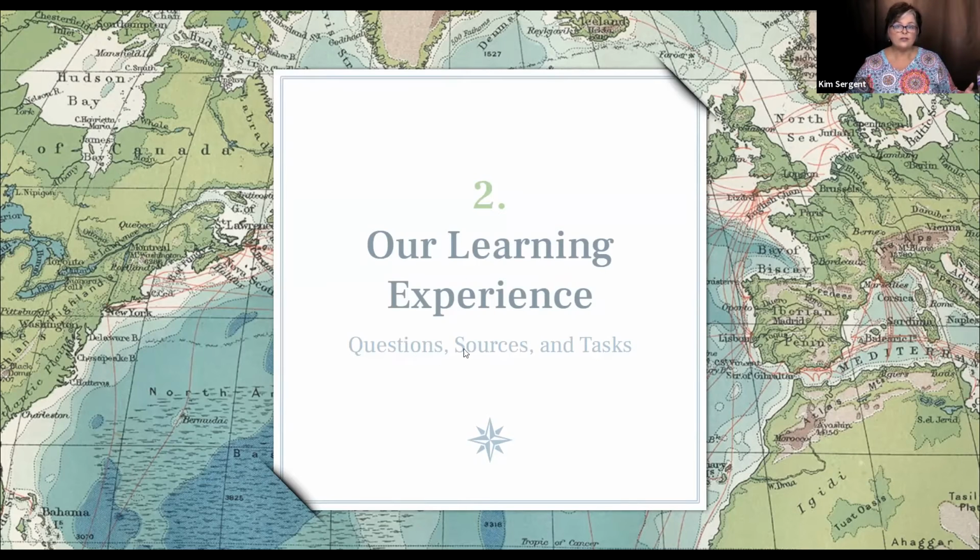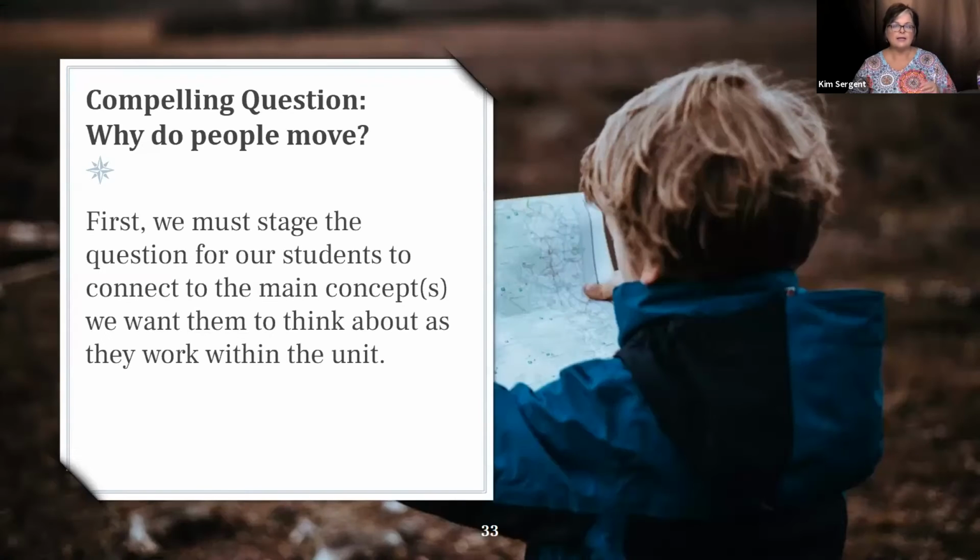Notice it says questions, sources, and tasks. So whenever you think about these social studies standards, always think, what are my compelling and supporting questions? What sources am I going to use to do that? And what are my kids going to do? So you can really put it in 3 things. What are my questions? What are my sources? And what are they going to do to show that they're learning? So think about that.